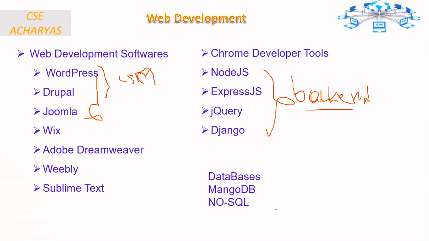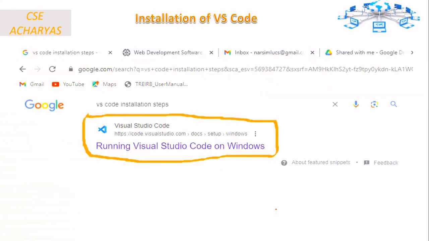Let me see the installation of Visual Editor, Node.js, NPM, ExpressJs, MongoDB, NoSQL, and extensions. We will see that. Let me see one by one.